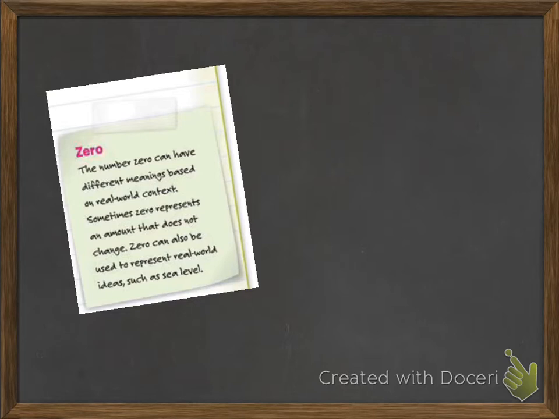So it's kind of common sense. However, sometimes 0, though, like it says at the lower part of this part, is used to represent real-world ideas such as sea level. All right, let's talk about the sea here. So the sea is basically at sea level. So here's our sea, our water here.